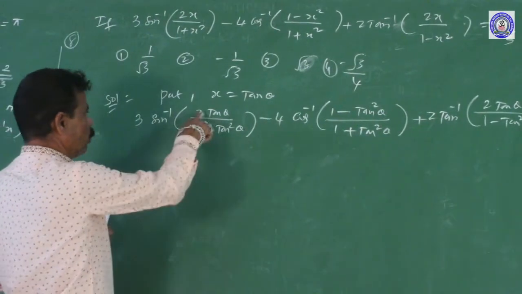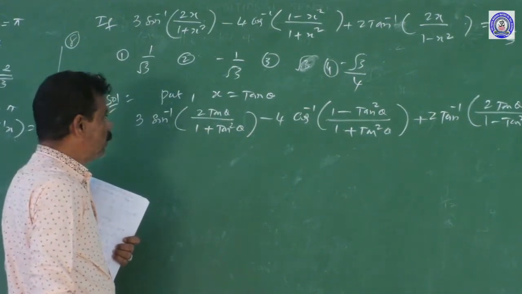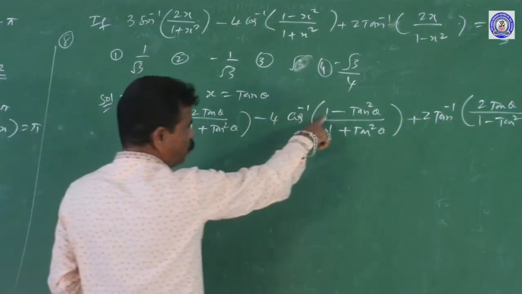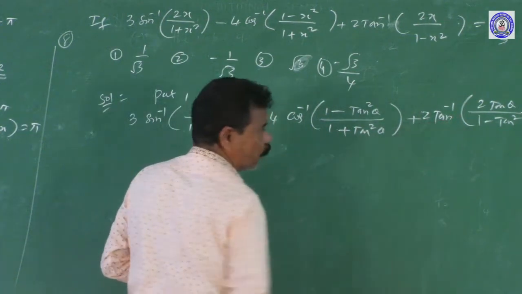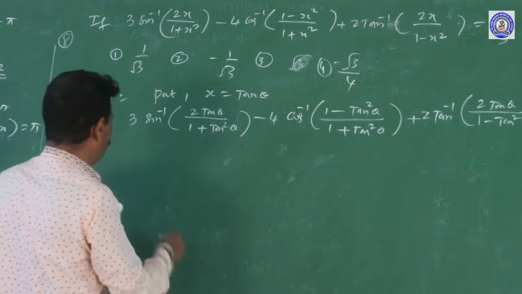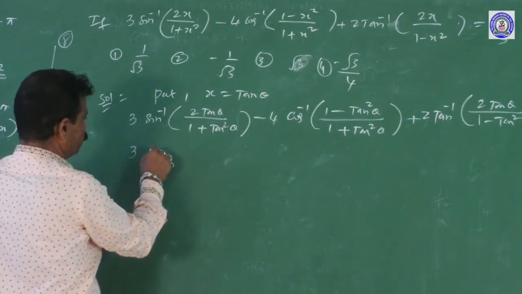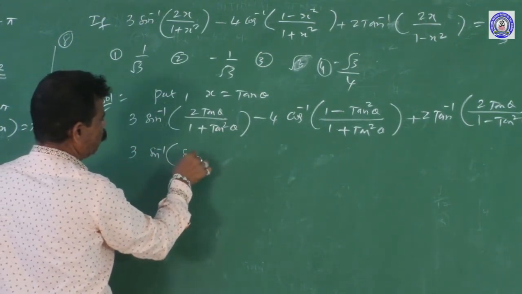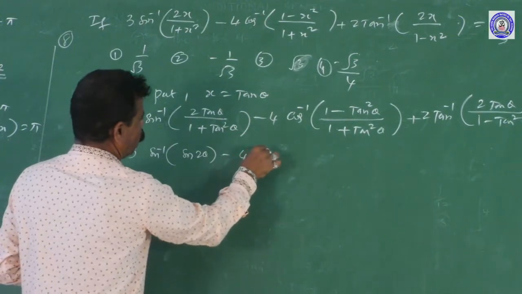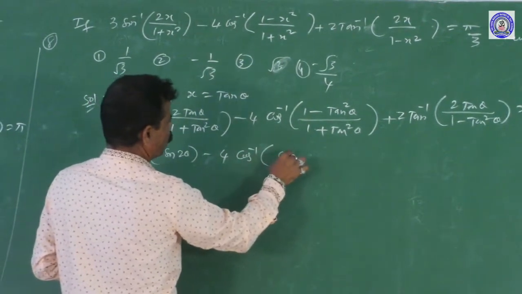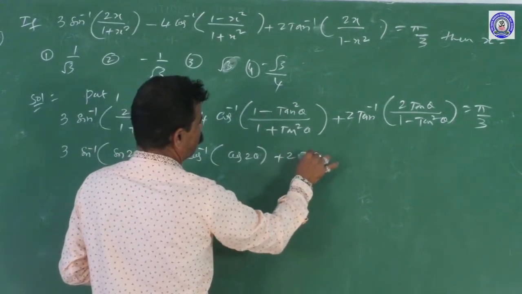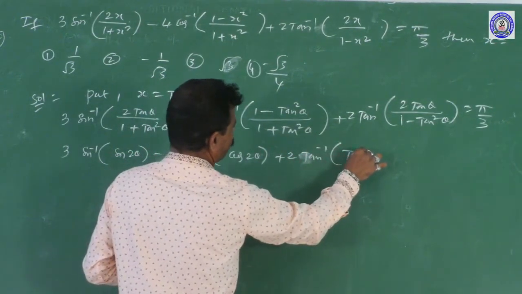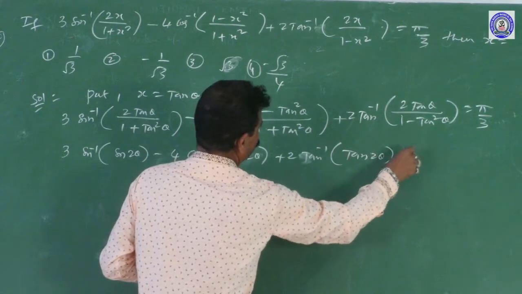After this, 2 tan theta by 1 plus tan square theta is sin 2 theta. This, 1 minus tan square by 1 plus tan square, is cos 2 theta. This is tan 2 theta, according to formula. So 3 sin inverse of sin 2 theta minus 4 cos inverse of cos 2 theta plus 2 tan inverse of tan 2 theta is equal to 5 by 3.